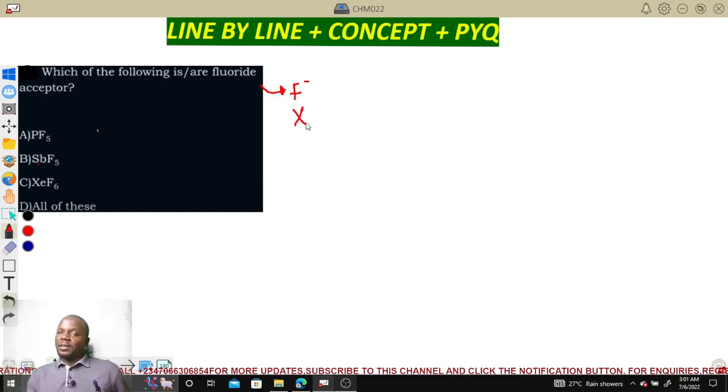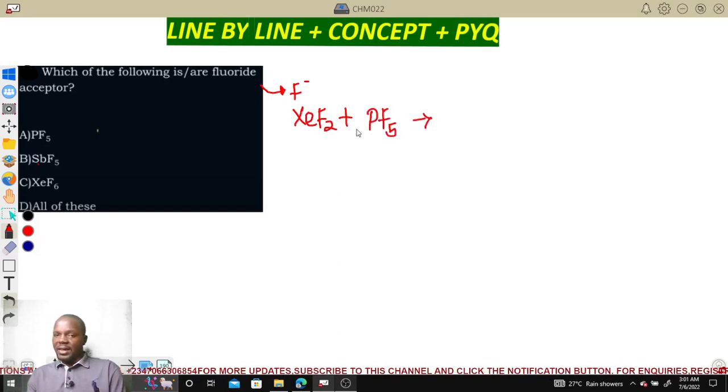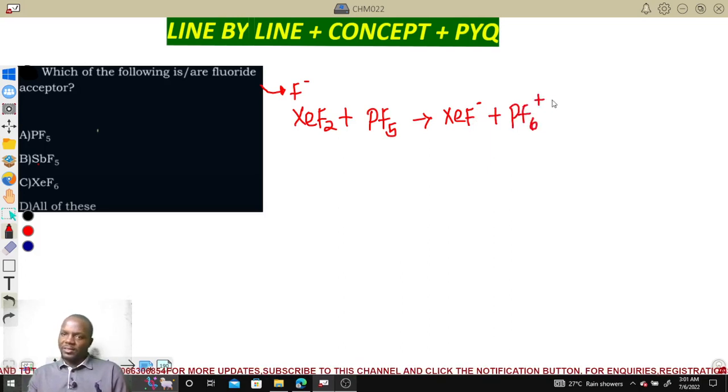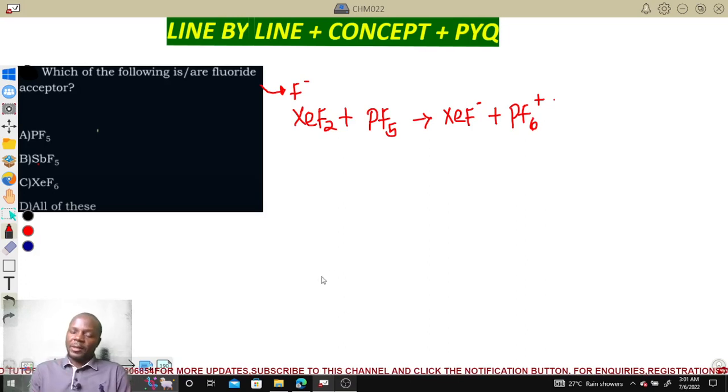If we have XeF2, for example, combining with PF5, are you getting it? This guy is going to lose one of his fluorines. You now have XeF plus, it was XeF2 before, then the fluorine has been donated to this PF5. It will now be PF6 minus, and this one has gained. So this is a common reaction of xenon fluorides in terms of electron donor and electron acceptor. So be careful about that.